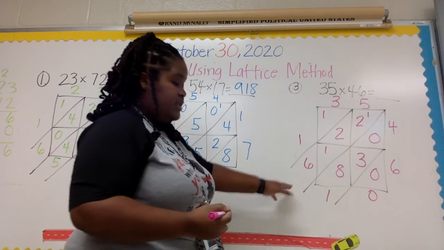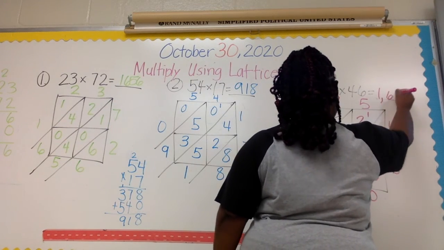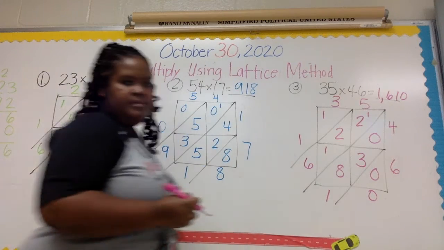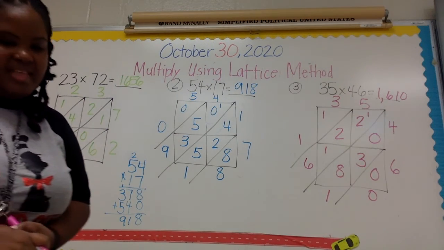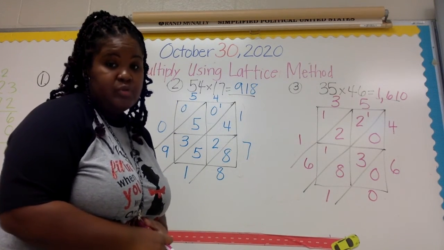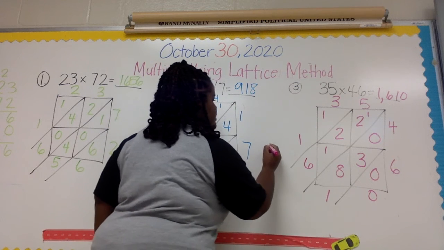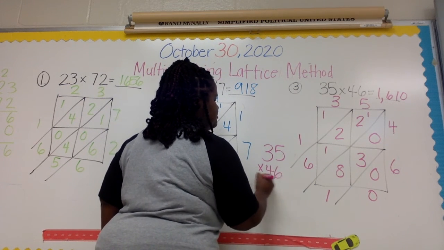So my product for this problem is going to be 1,610. Okay? That is the product that I came up with for this particular problem. 1,610. But I want to verify to make sure my answer is correct. So I'm going to multiply the traditional way, which is 35 times 46.